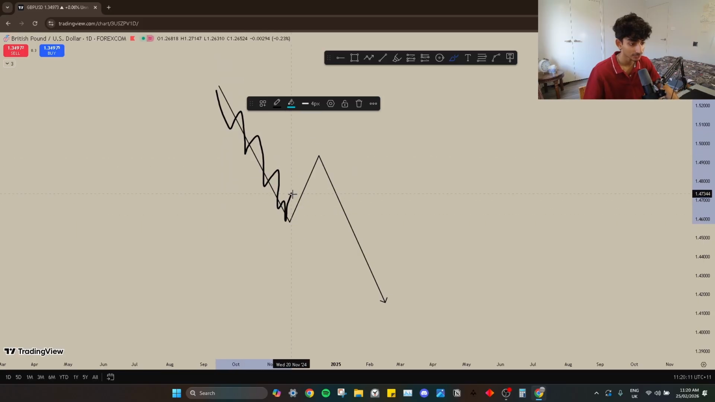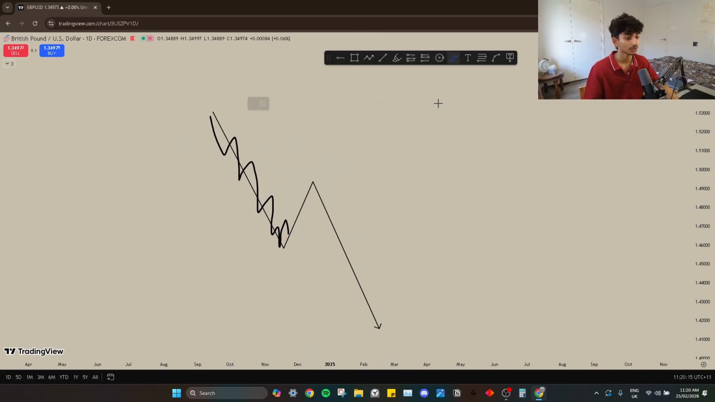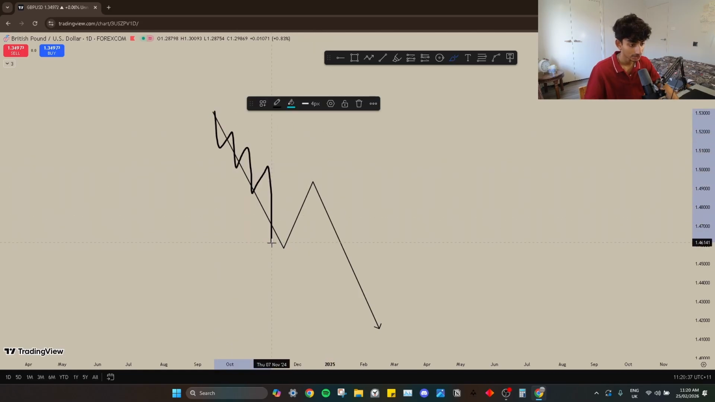And then you see a change of character. When you see this change of character, you can't think, oh, there's a change of character, let me target the entire leg high, because now it's going to print a new higher high. You can't think that. This change of character is just facilitating, this was a bad example. Let me draw it properly. This change of character right here, boom, was just facilitating this internal range pullback.